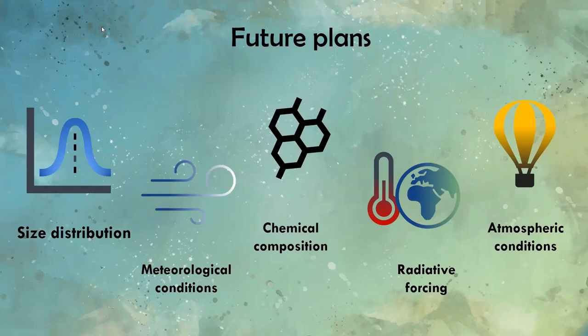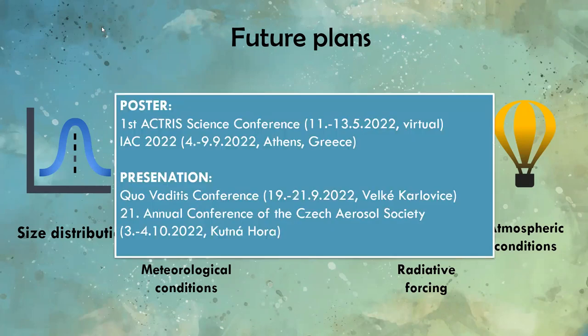For my future plans, I would like to check the relationship of scattering properties with the size distribution of particles, other meteorological conditions, and chemical composition, mainly organic carbon. I would like to calculate the full radiative forcing for our observatory in Košice, and of course also atmospheric conditions, mainly the influence of the height of the planetary boundary layer.